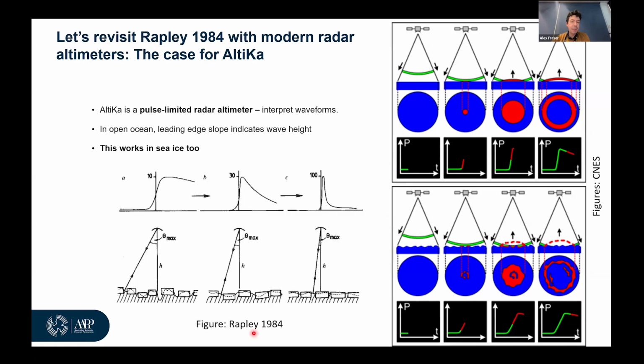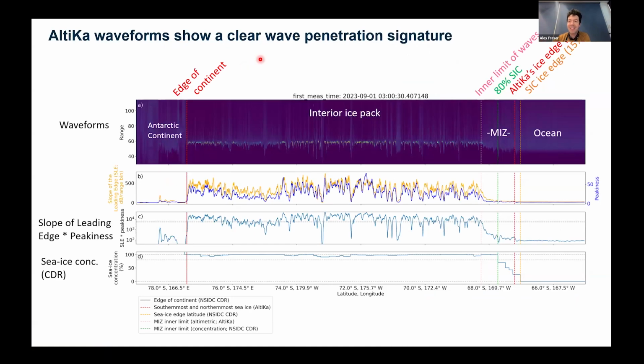So in Rapley's work, he argued that this works just fine in sea ice covered regions too. So when you have a wave affected sea ice covered area, you get a shallower leading edge to your power waveform. When those waves eventually attenuate, then you get this very peaky and very steep power waveform. So we were very interested to see if this argument worked well with AltiKa as well. And it does, works awesome.